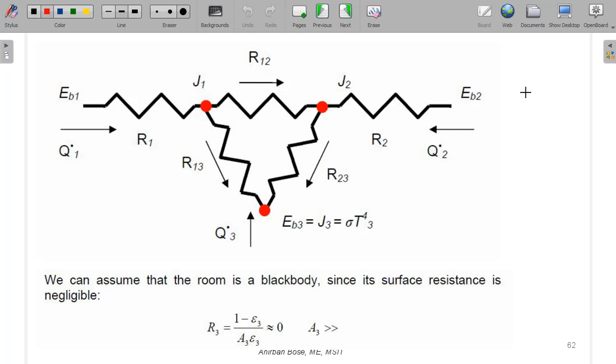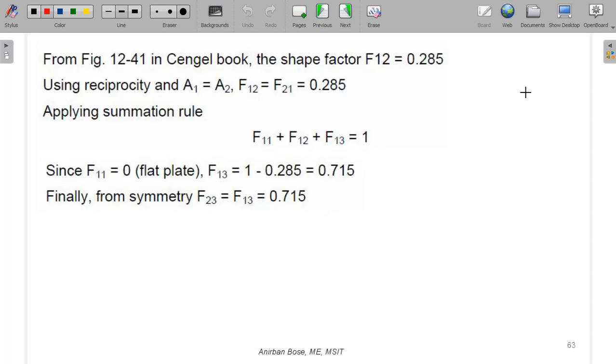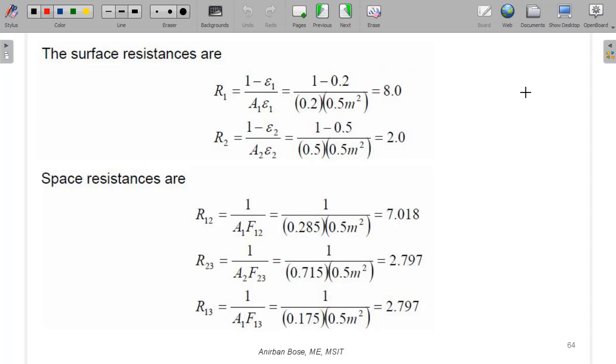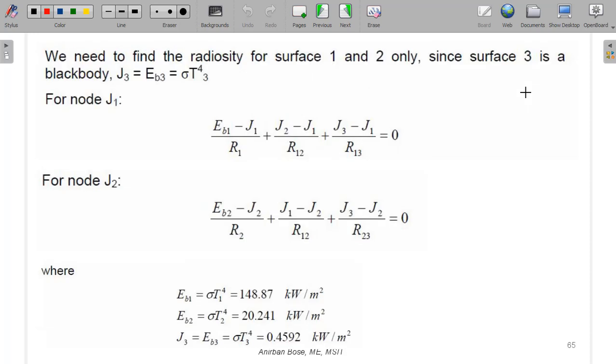So here you can see the equivalent circuit that we have explained. Here you see how the view factors are calculated, and then the individual resistances that you have to calculate for all these in the circuit. For node 1, this equation has been written. For node 2, the equation has been written.